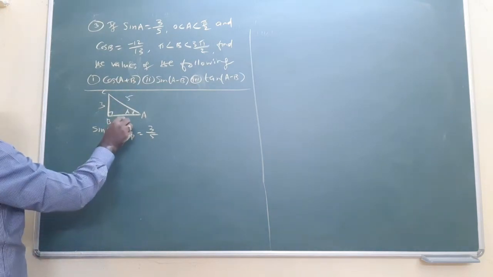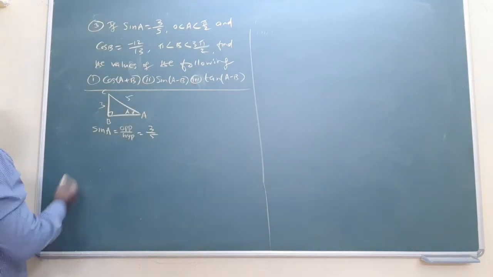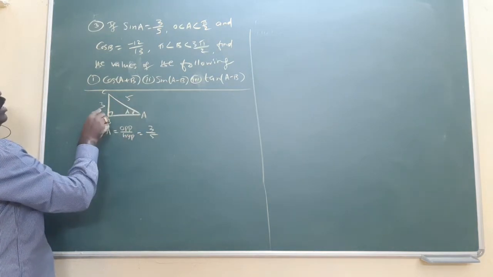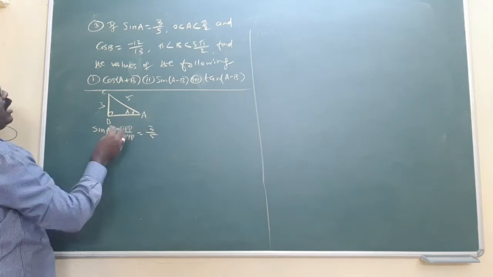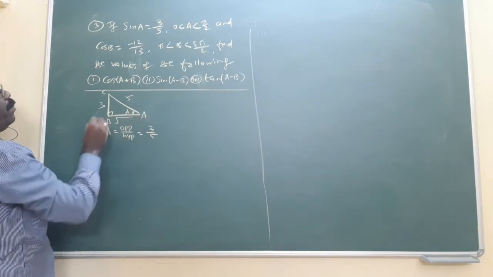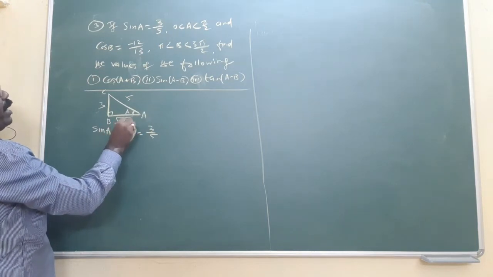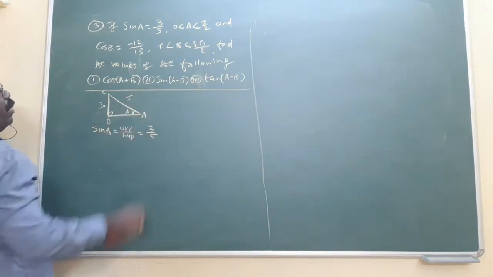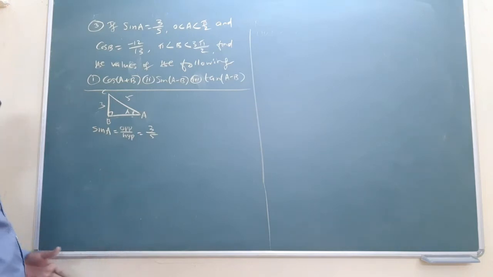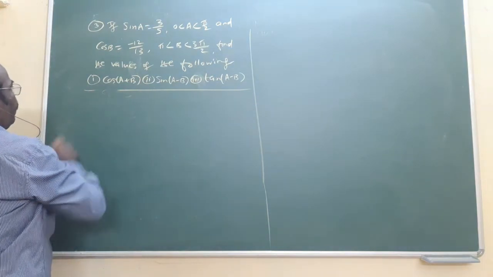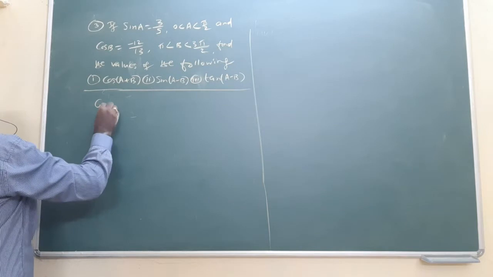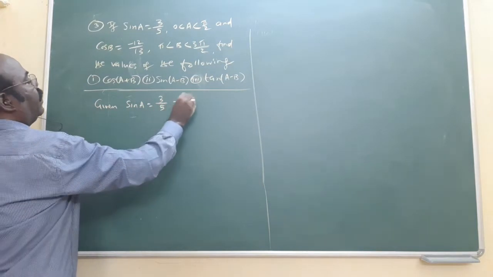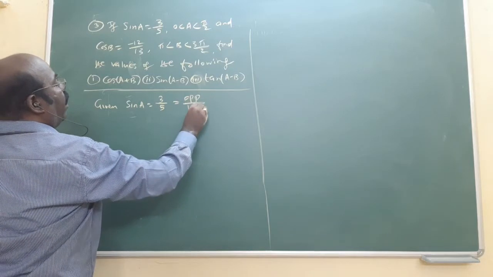We want this one. That means, in the Pythagoras theorem, hypotenuse square, 5 square, is equal to 3 square plus AB square. Or in short form, root of 5 square minus 3 square. In this way, or otherwise, by using the Pythagoras theorem calculation, from the diagram itself, you find the value. Given sin A equals 3 by 5, this is the opposite side by hypotenuse.